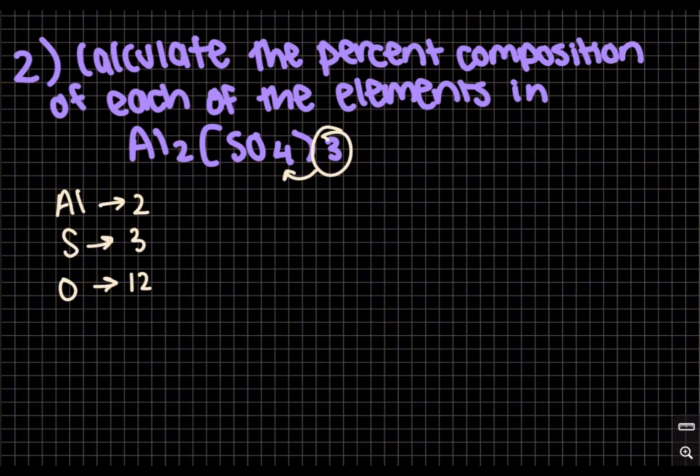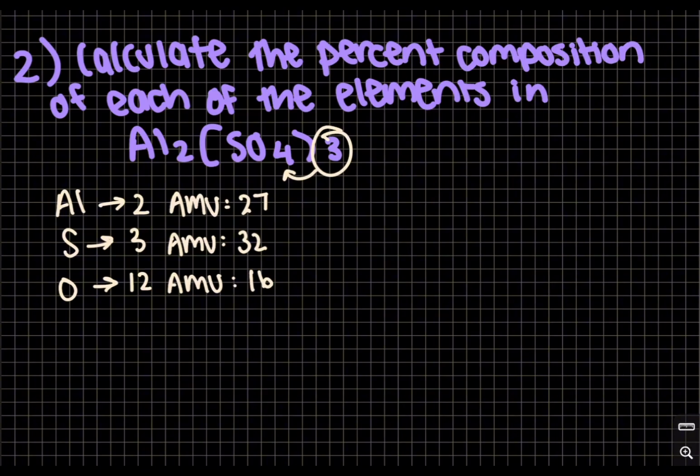Now, my next step is to find the AMU of each of these from the periodic table. So for the AMU, using my periodic table that I have right here next to me, for aluminum, the AMU I'm going to use is 27. For sulfur, the AMU I'm going to use is 32. And the oxygen, the AMU I'm going to use is 16.